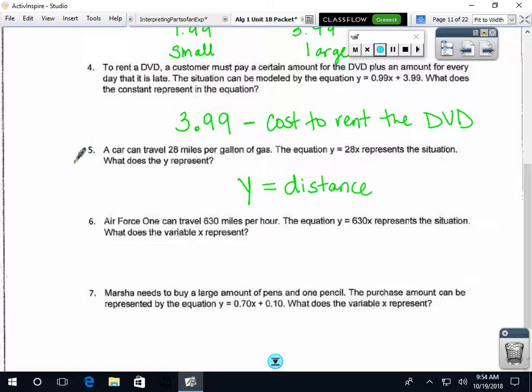All right, number 6. Air Force One can travel 630 miles per hour. The equation y equals 630x represents the situation. What does the variable x represent? Right, x would be hours. So in that case, what would the y represent? Distance. Okay, it will go 630 miles per hour, and then if you inserted how long it's been traveling, you would know how far away it is.